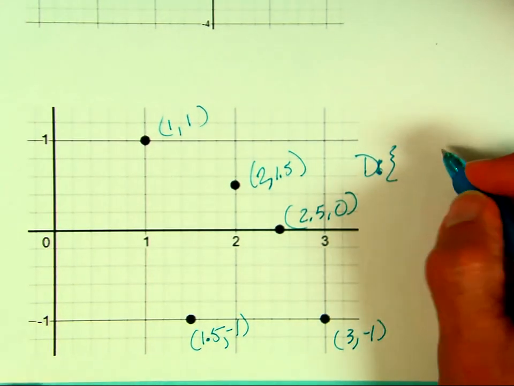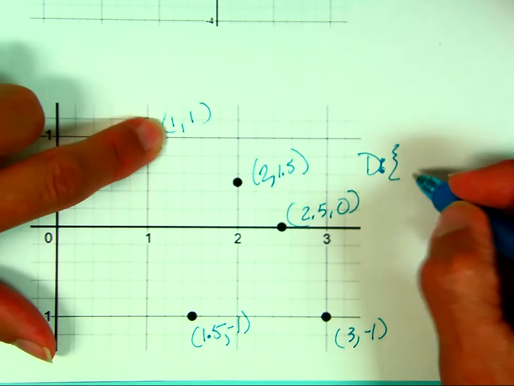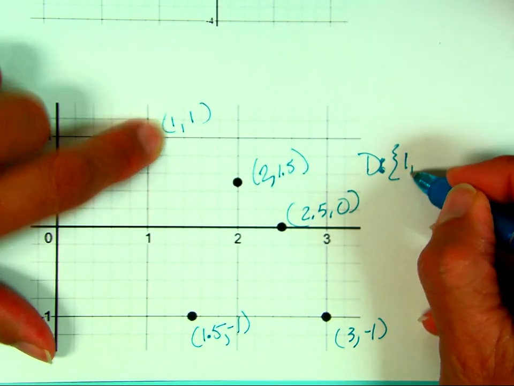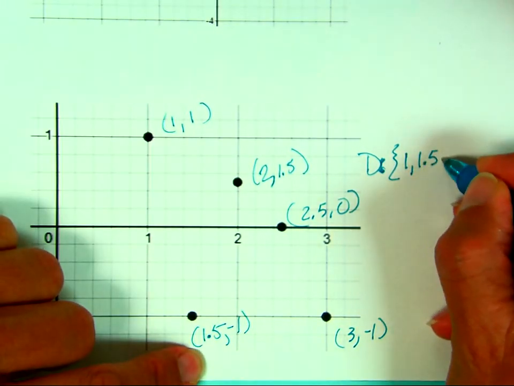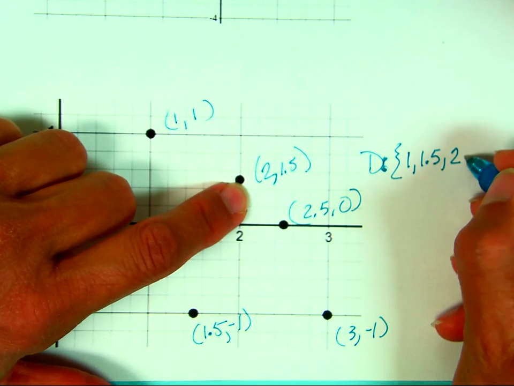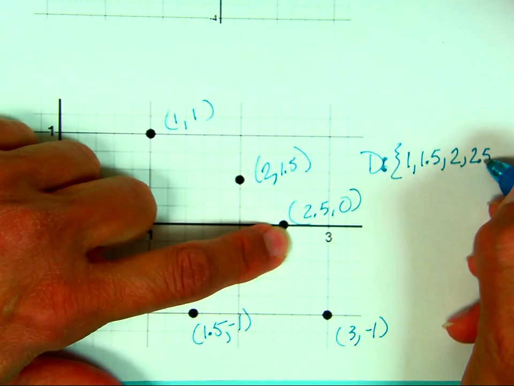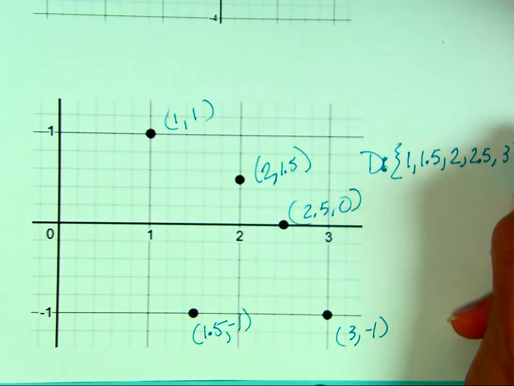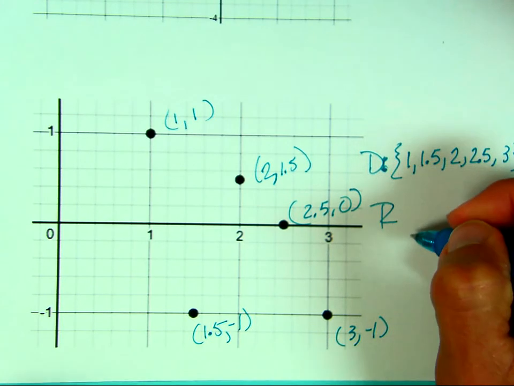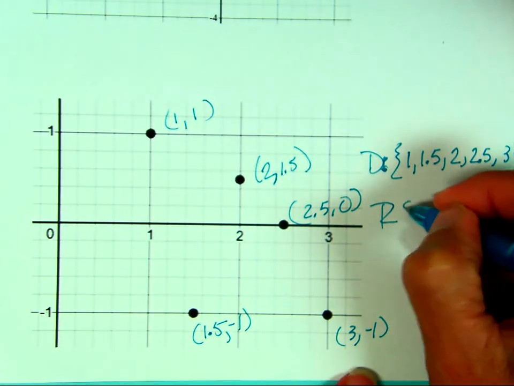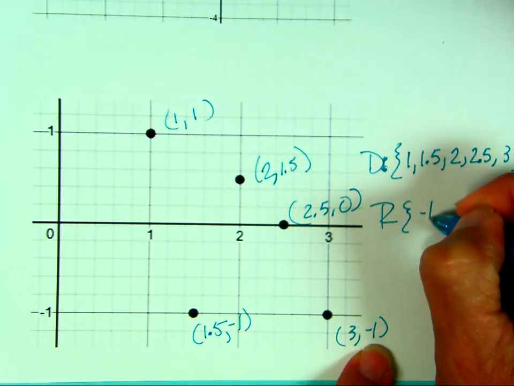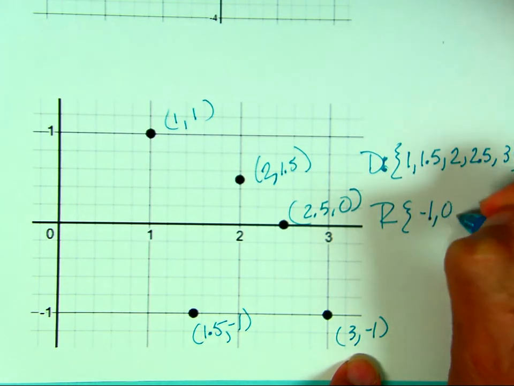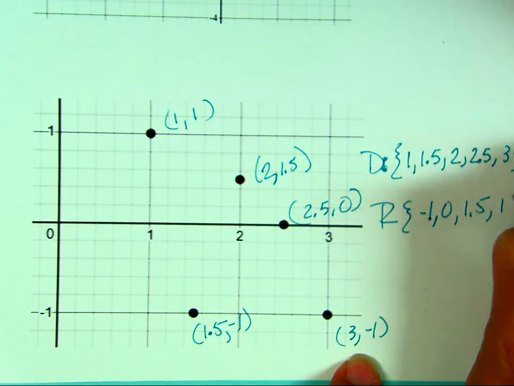So my domain, going from left to right, that's my x. That's my next x. So if you go from left to right, then they're already in order for you, and you don't need to worry about switching the order. And then for range, I'm going to start down, look at the y's, and go up. So for range, negative 1. There's 2 negative 1s. I don't need to write them both. I just need to write 1. Then 0, 1.5, and 1.